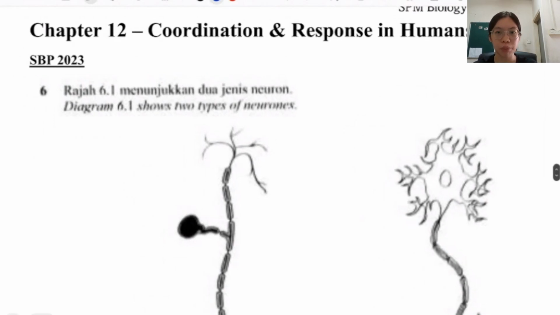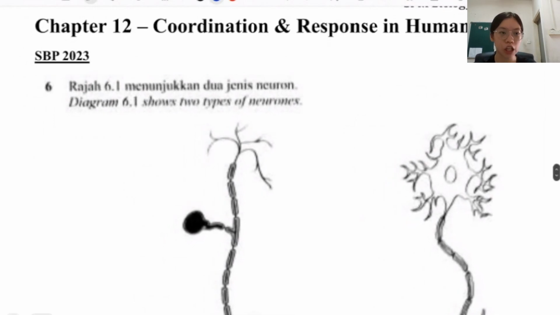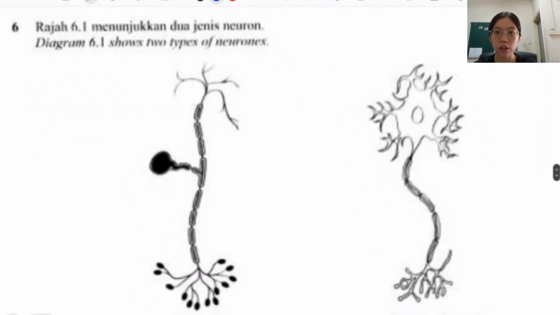You can see the past year paper questions for this chapter. The majority of them are on the human nervous system, consisting of how to identify neurons, the spinal cord, involuntary and voluntary actions, and transmission of nerve impulses. So let's take a look at this.